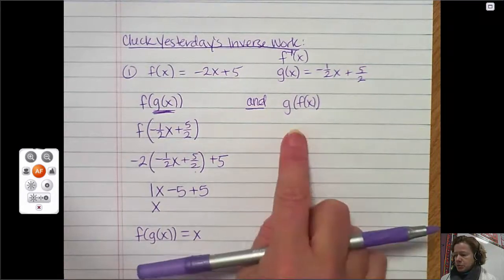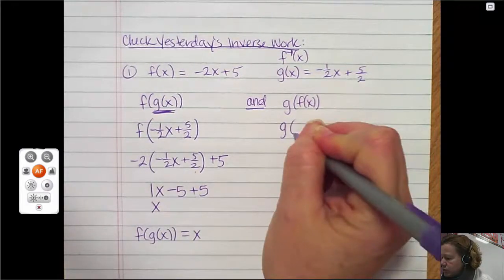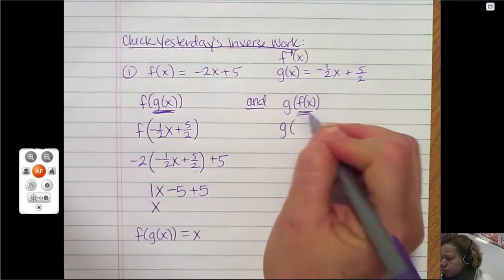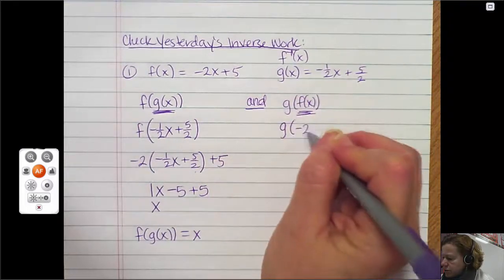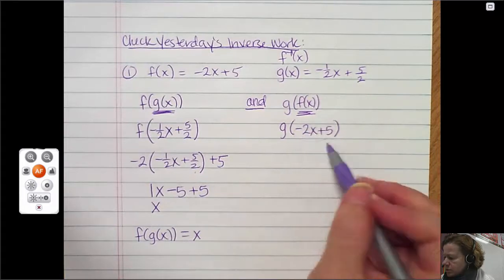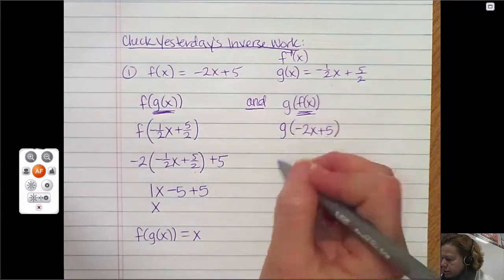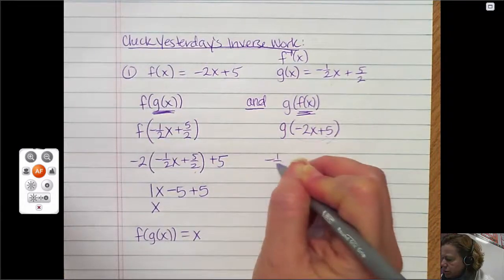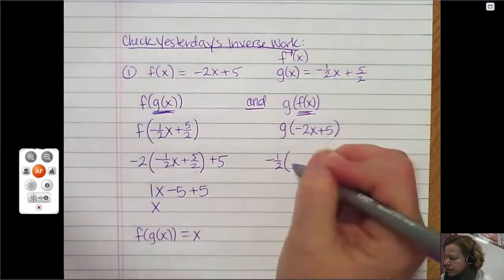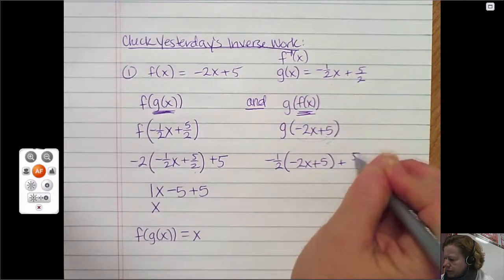But you have to do both orders. So here we'll do g composed with f of x. Well, the f of x rule is -2x plus 5. So I'm going to take that rule, and I'm going to plug it into my g function's variable. So my g function says -1/2 times whatever comes in. In this case, it's -2x plus 5, and then add 5/2 to it.